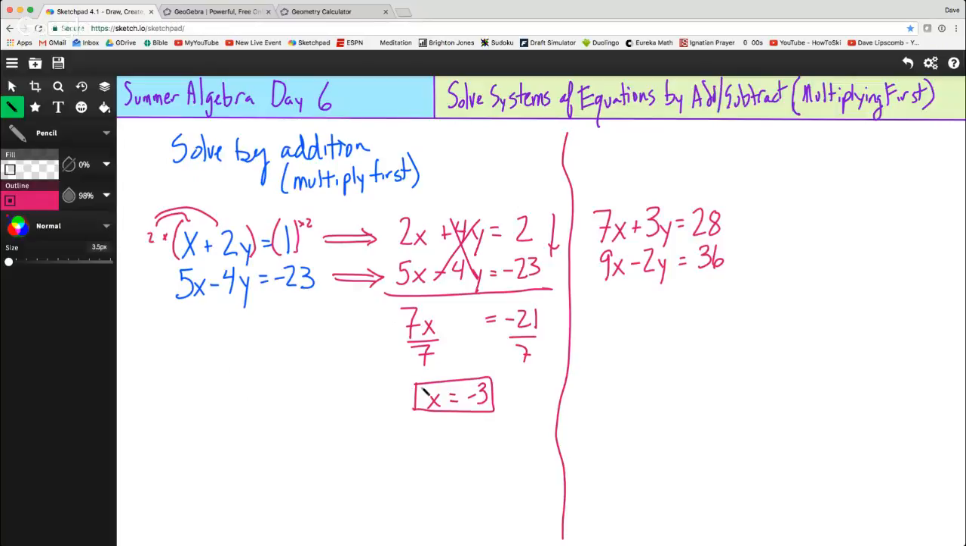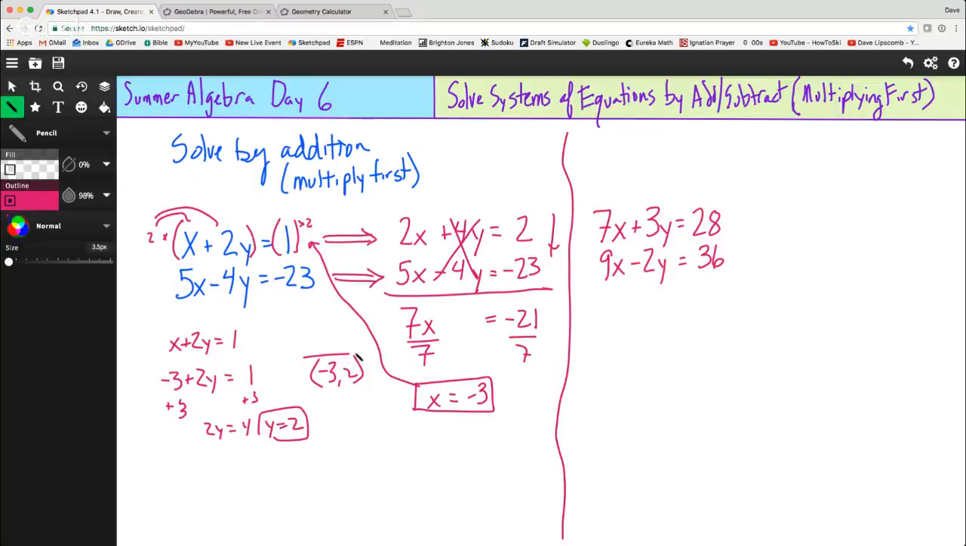And now I can go about substituting back into these equations up here. So let's do that. So x plus 2y equals 1. -3 plus 2y equals 1. Add 3. 2y equals 4, y equals 2. So my answer is -3, 2.